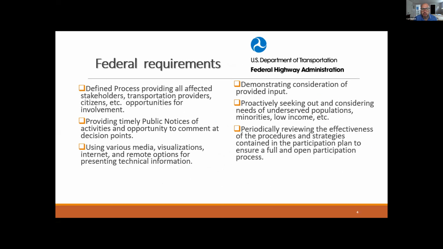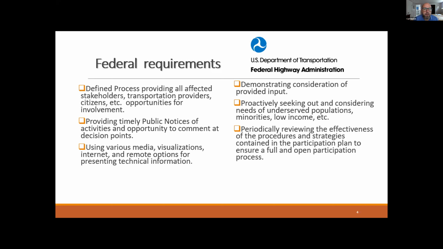It's a defined process. In this document, we outline who the stakeholders are, the transportation providers, and really anybody that can be involved: citizens, anyone that is a stakeholder or has any interest in transportation in the region is potentially someone that this is targeted towards. Of course, we provide timely public notices, and the plan outlines that process and comment periods, and basically an opportunity for them to participate in our transportation endeavors and plans in many different ways. And we do that by using various kinds of media, such as the web, traditional newspapers, whatever is available.